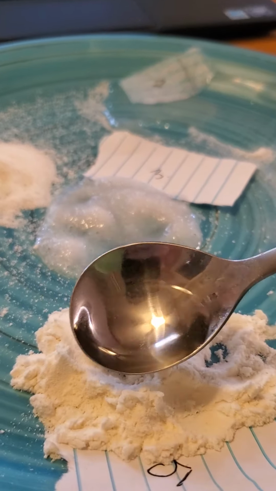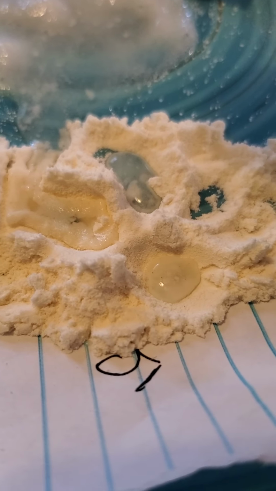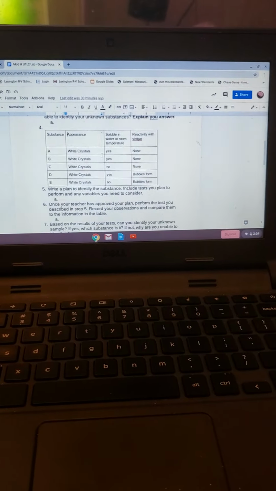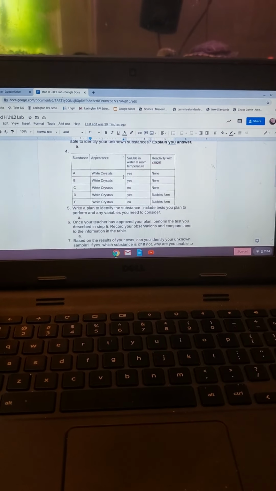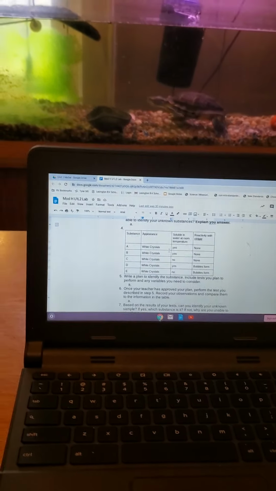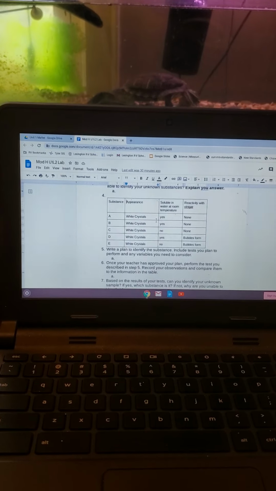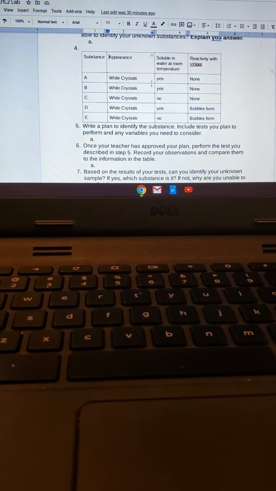Okay, and then we're going to go ahead and try the vinegar test. Pour it on there. And nothing. It just becomes wet, and that's it. So this one is not soluble, and it does not have a reaction with vinegar. So go ahead and put it next to the letter that you think it is. You can go ahead and replay any of this that you would like in order to figure it out. But if you have any questions, let me know.